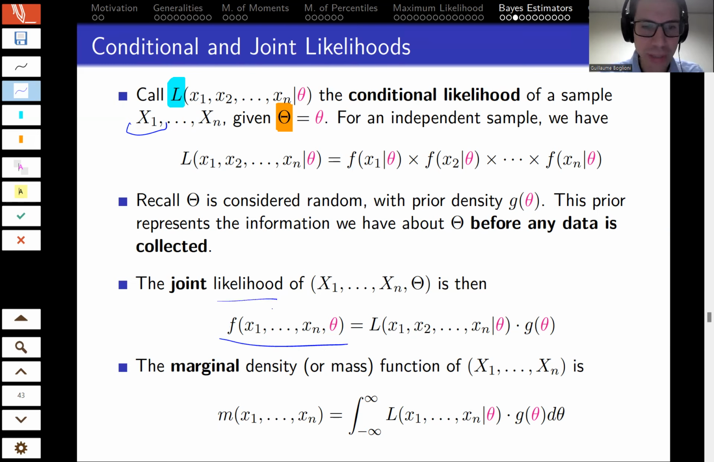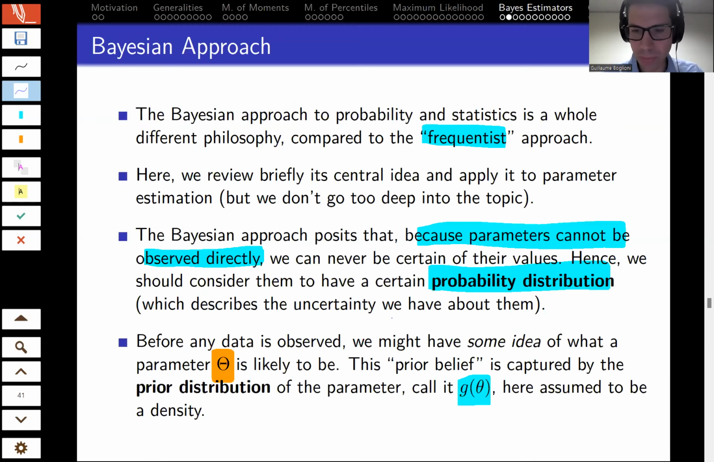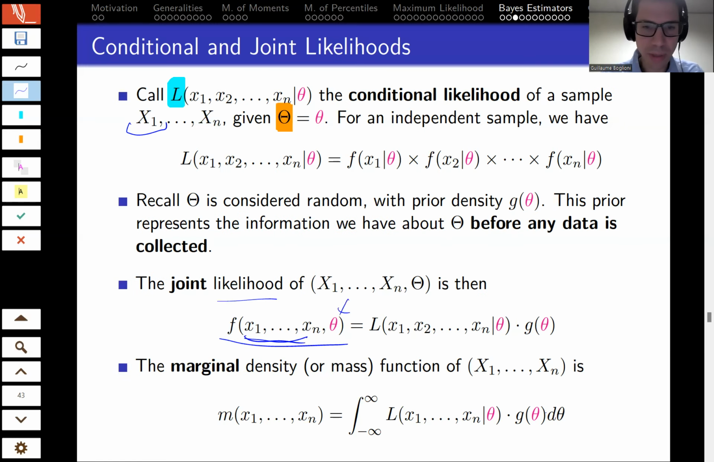Big F, the joint likelihood. Big F represents a density if everything is continuous. If all the variables here are discrete, but this theta we assume is continuous, we assume this G is a density. So that's why it makes sense to call this a likelihood, because if those are discrete and this one is continuous, strictly speaking we don't have a density here.